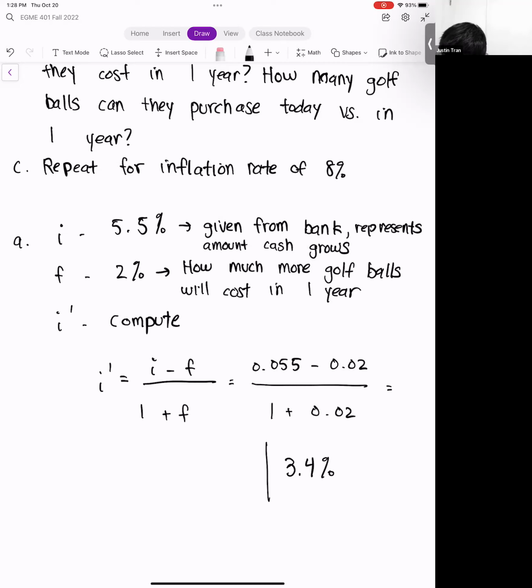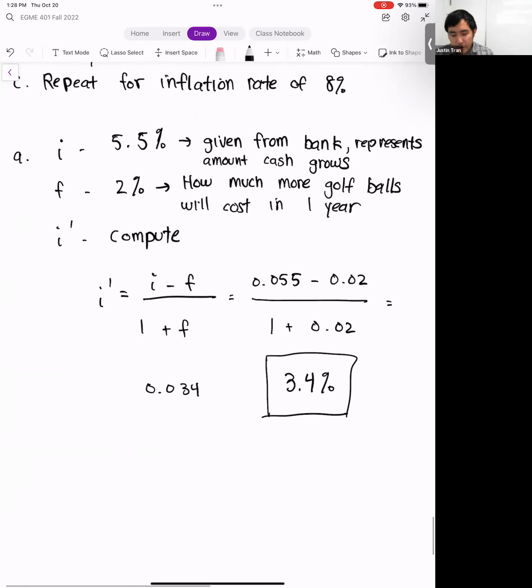If we punch this into a calculator, what we should get is 0.034. Might be 0.035, something in that range. And that tells us that the real rate here is 3.4%. What that tells us is that in a year from now, we'll have 3.4% more purchasing power.